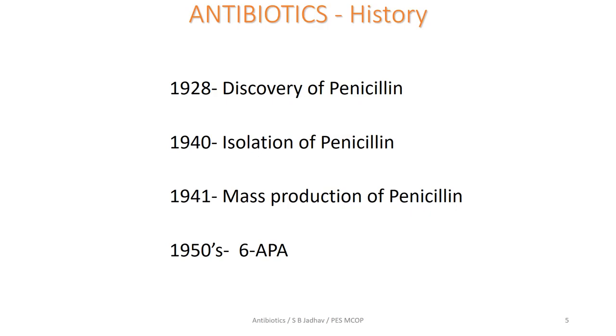Penicillin was first isolated in 1940 and in 1941 mass production of penicillin was done for its use in World War II. In the 1950s, 6-APA, that is the 6-aminopenicillanic acid was discovered and the semi-synthetic penicillins were developed. Since then, till date, many novel beta-lactams and beta-lactamase inhibitors have been discovered and synthesized.